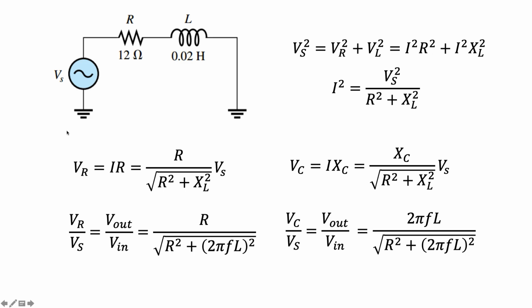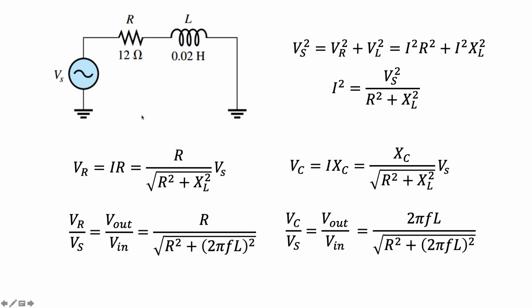Now let's proceed to the series RL circuit with an AC source as shown. This circuit includes a resistance of 12 ohms and an inductance of 0.02 Henry. Let's solve for the voltage output across the resistor and across the inductor.